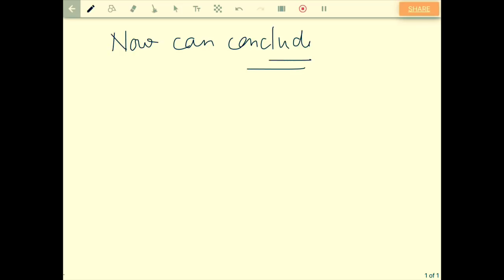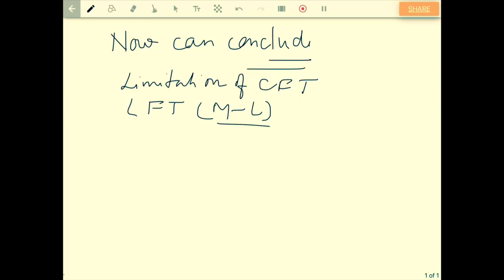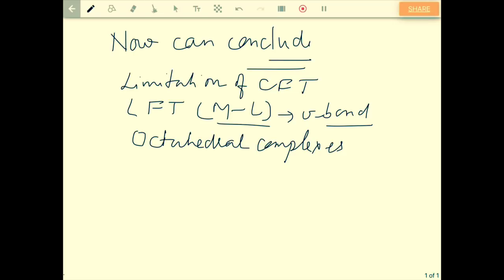In today's lecture, we have learned about the limitations of CFT. Then we have learned about LFT, the nature of metal-ligand bonding, and how the metal orbitals interact with ligand orbitals to form sigma bonds. So we have learned the sigma bonding in octahedral complexes. In octahedral complexes, sigma bonding can be explained in four steps. Step number one is the classification of metal orbitals which are going to combine with the ligand orbitals to form sigma bond.